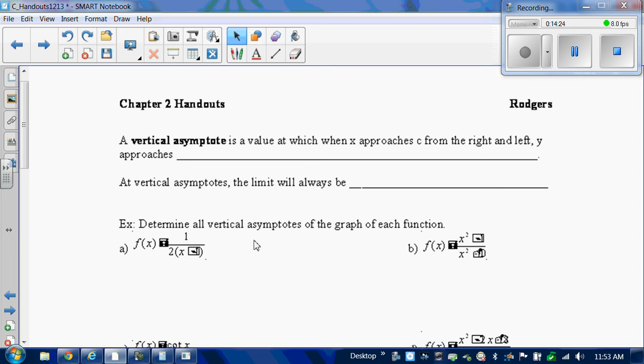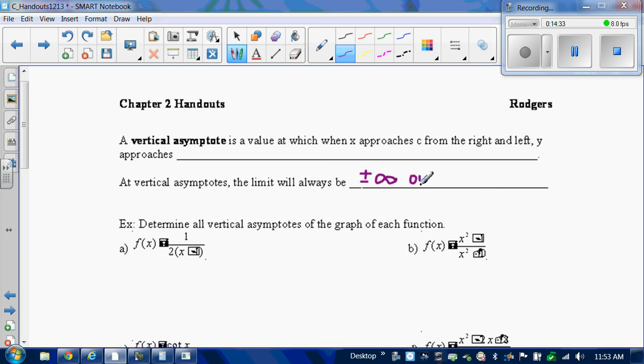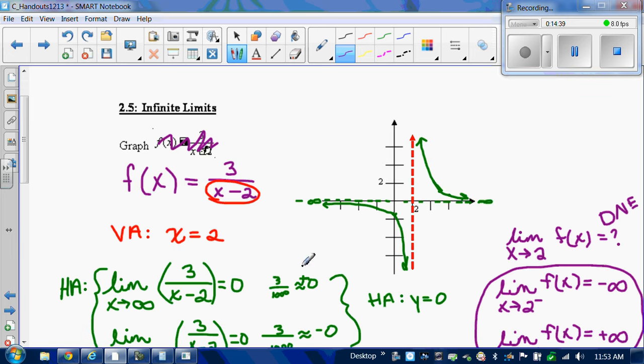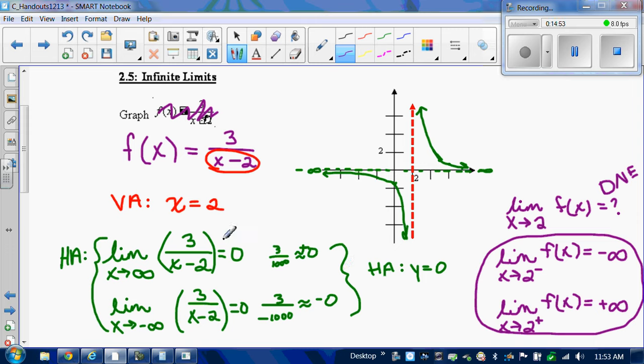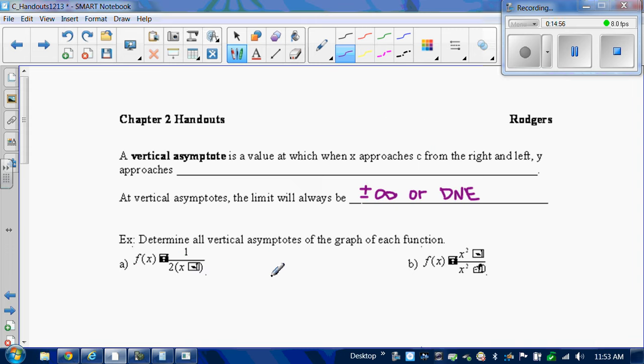The limit at a vertical asymptote will always be plus or minus infinity, or does not exist. And that makes sense because you have to approach it, right? That's what happens with vertical asymptotes: the graph approaches it but never touches it. So if it is always getting closer but never touching, it's got to shoot off to positive infinity or negative infinity. And the only reason it would not exist is because one side goes to positive and one side goes to negative. So it doesn't not exist because there's a hole there or something like that. The limit doesn't exist because the two sides don't match. You're still going to get positive infinity for one side and negative infinity for the other side.